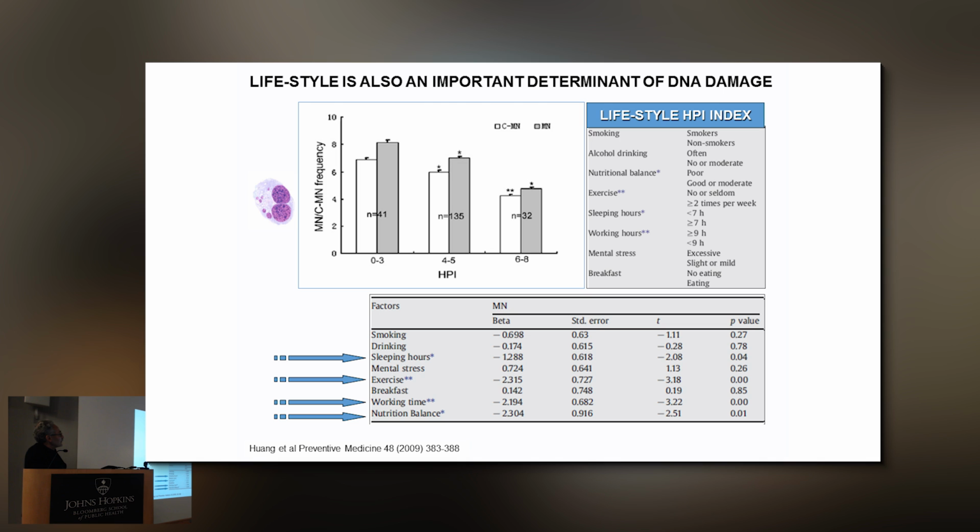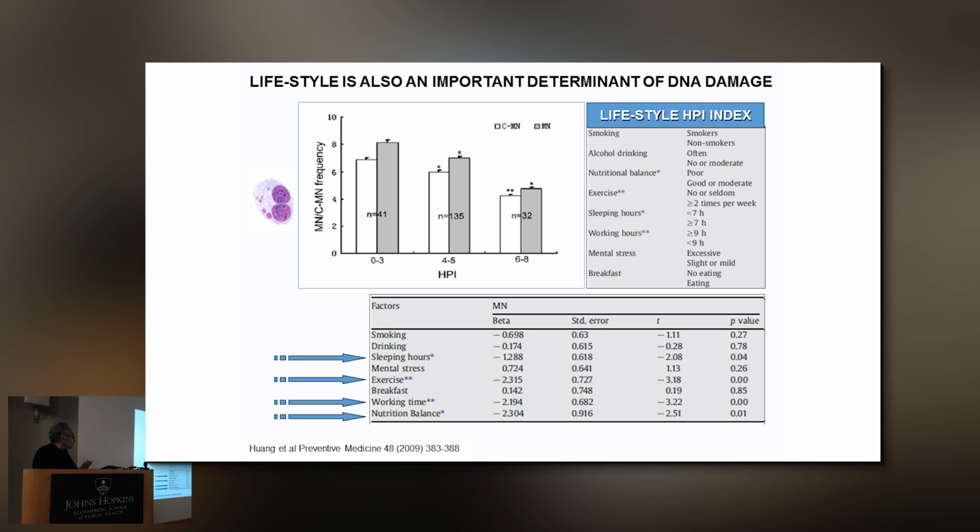Okay, so what about lifestyle? You can use this health promotion index. This is work by Morimoto's group in terms of the number of cigarettes you smoke, alcohol drinking, exercise, sleeping hours, and you get a score. A high score of the HPI index means you've got better lifestyle habits. And what they observed here is this negative correlation. So a higher lifestyle score, lower micronuclei, less DNA damage.